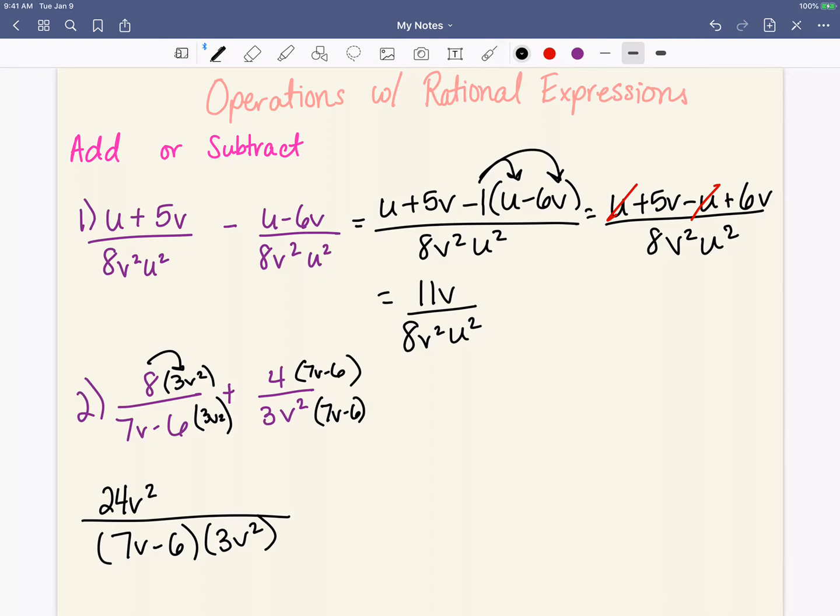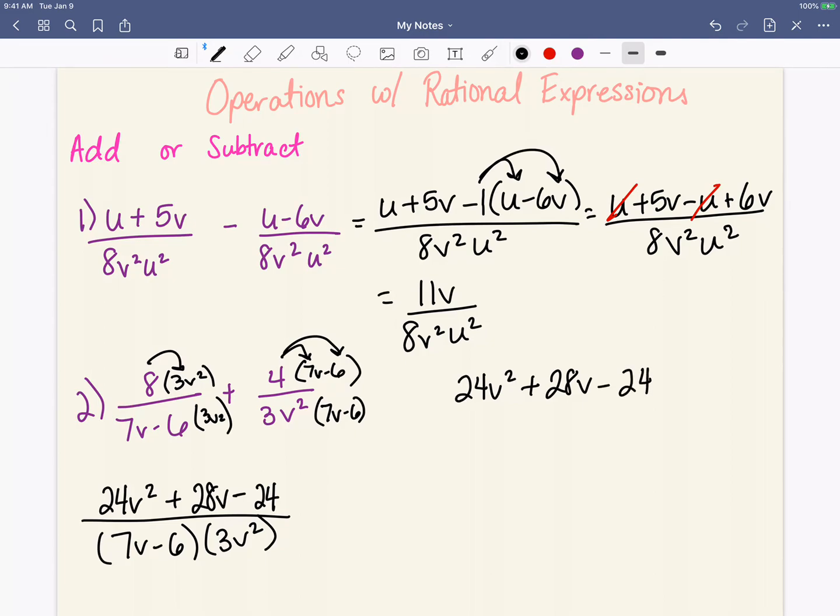24v squared plus, and now I'm distributing my 4, so 4 times 7 is 28v, and 4 times negative 6 is going to be negative 24. Okay, so now I want to go ahead and simplify this or factor it out even more. And how I'm going to do that is I'm going to focus on this 24v squared plus 28v minus 24.